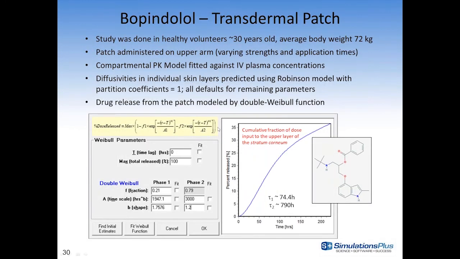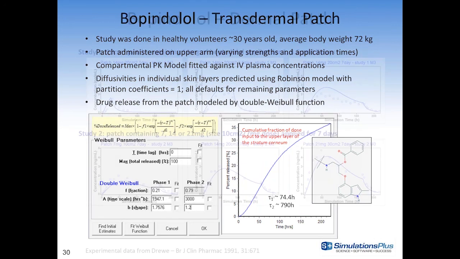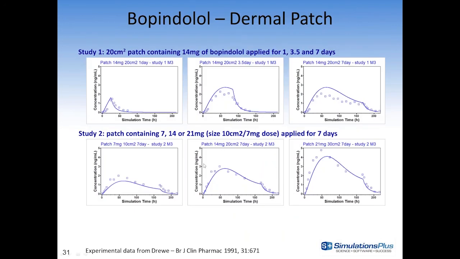So I just have a few other slides showing a few more types of examples. In this case, we had a Bopindolol transdermal patch. Again, this would be the case where the user supplies a release rate. Essentially, what we did in this case was fit that release rate based on one record, and we were able to model the effect of applying it for different periods of time or applying different doses.